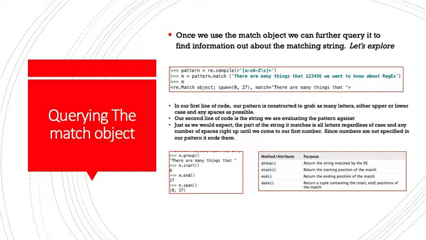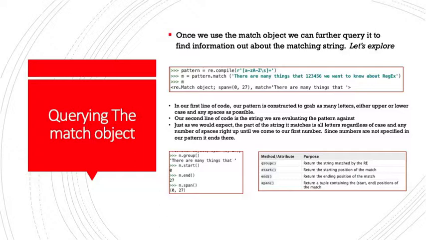Let's explore. In our first line of code, our pattern is constructed to grab as many letters, uppercase or lower, and spaces as possible. We have a lowercase to z, A uppercase to Z. So that says any letters, uppercase or lowercase, and any spaces, and then the plus. The plus metacharacter instructs Python to match one or more repetitions of the preceding expression, matching as many repetitions as possible. So it's what we call greedy.